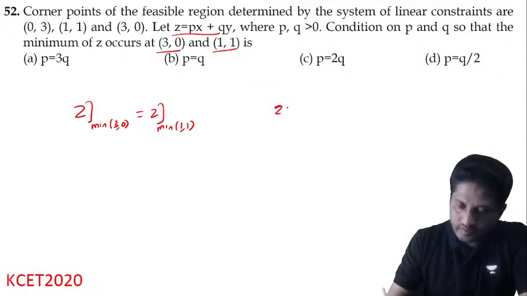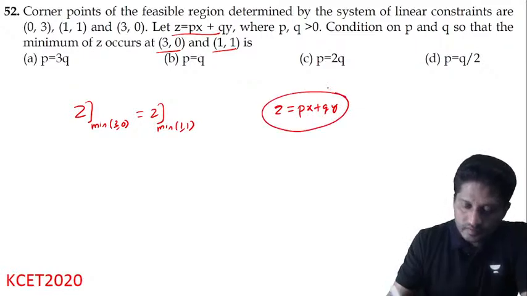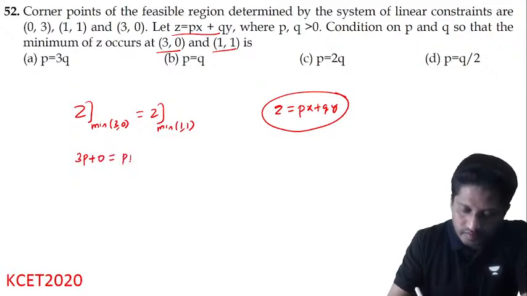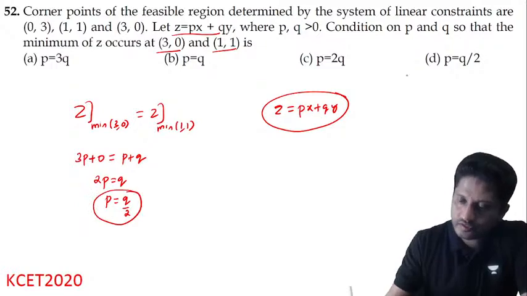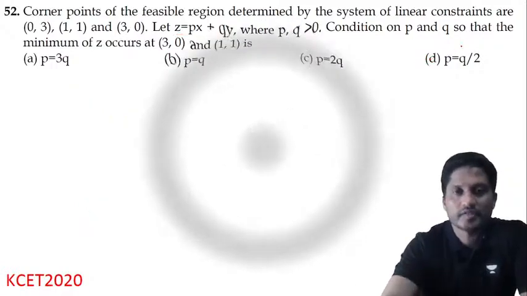Okay, Z is equal to Px plus Qy. Z at (3, 0) will be P into 3 plus 0. Z at (1, 1) means P plus Q. So you get 2P is equal to Q. That is, P is equal to Q by 2. Answer is option D. Let's move to the next question.